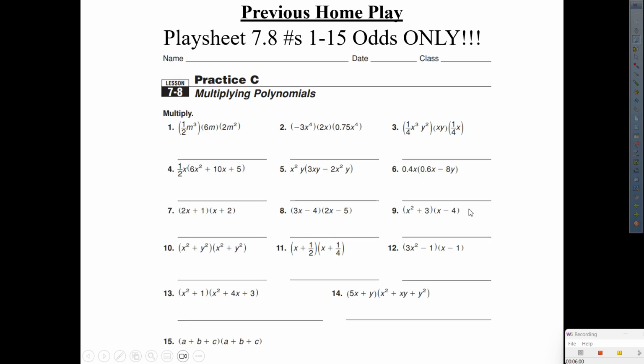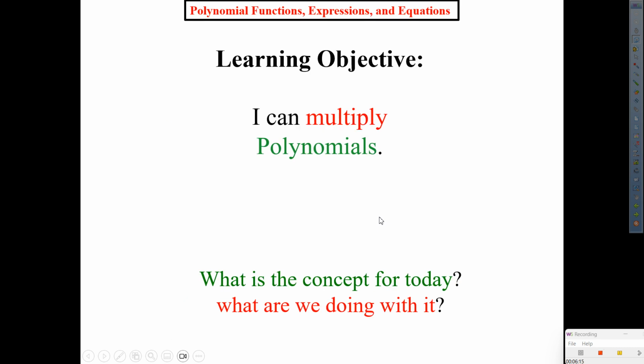You're going to have the play sheet in here. So last night were odds. Today is evens. It's just extra practice. I want to make sure that you get the extra practice in. Okay? All right. So with that said, get a Cornell note going. I can multiply polynomials.